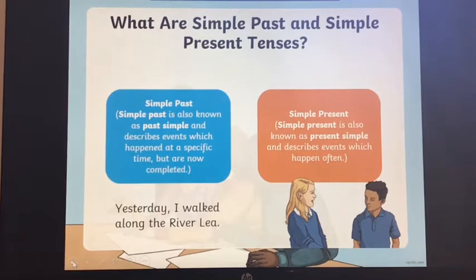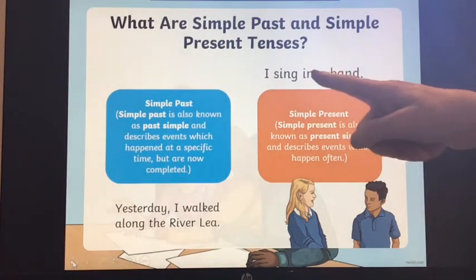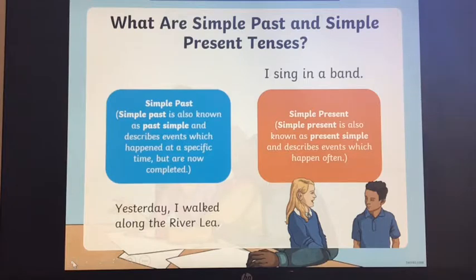The simple present describes events which happen often. I sing in a band. That implies that I do this quite often. I didn't just do it once and not anymore. I sing in a band. I could add on I sing in a band every week. That's the present tense.